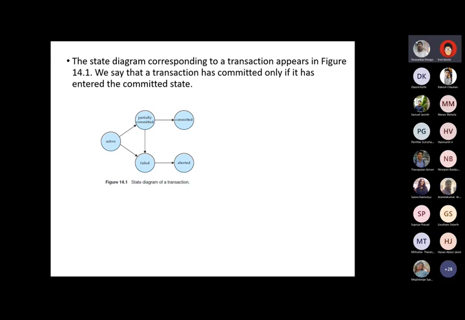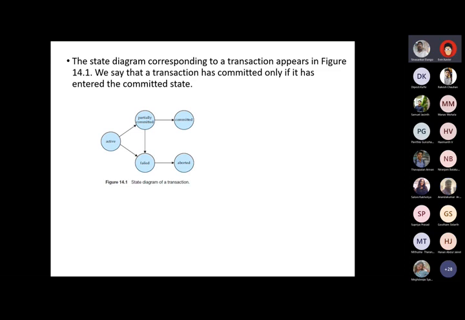However, a transaction may fail due to software failure, hardware failure, network failure, power failure, and so on. So if a transaction is suspended from its normal operation due to some failure, it enters the failed state. From the failed state, it is possible to recover the transaction, assign CPU time, and make it into a committed state.